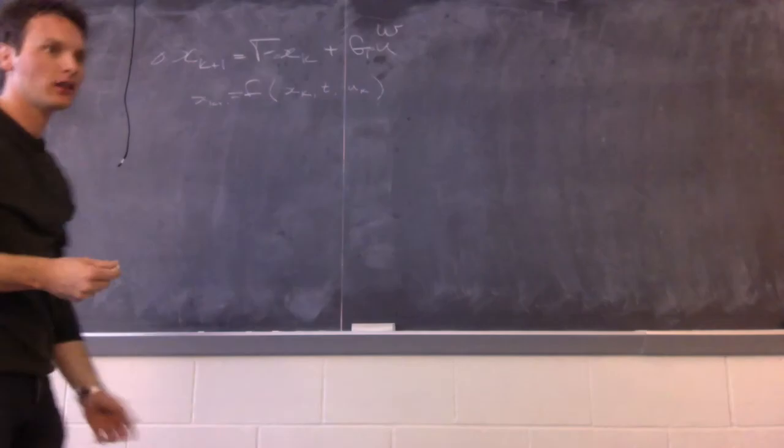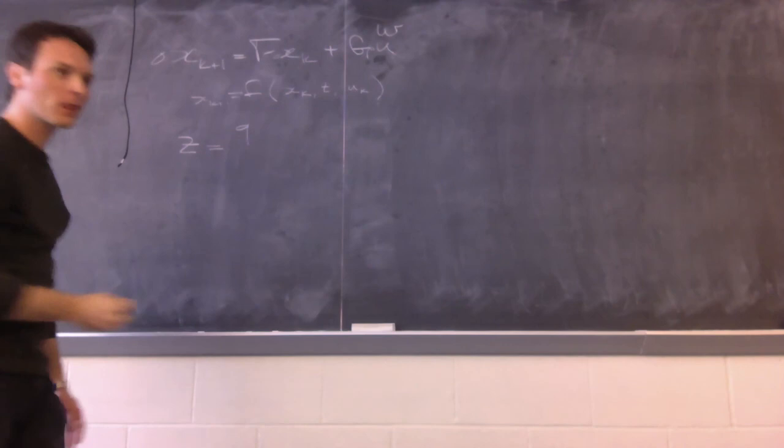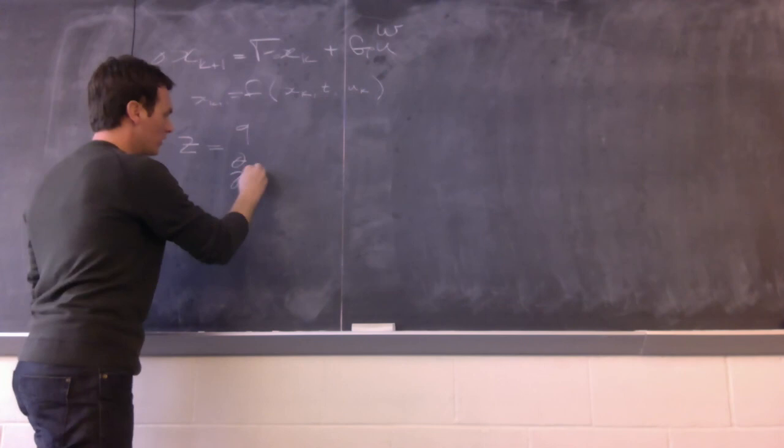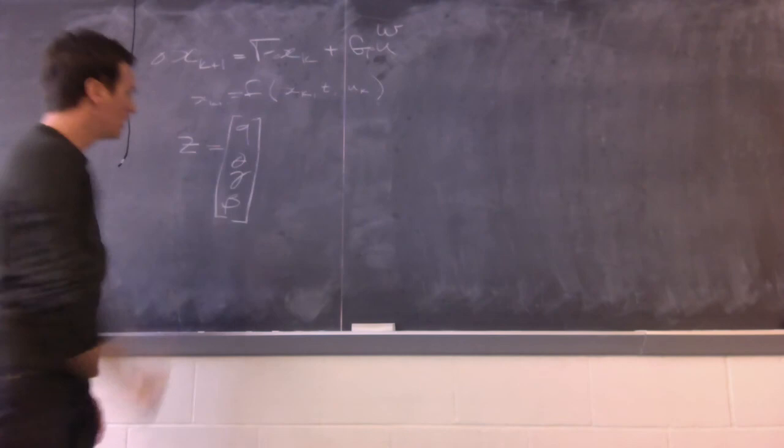And then a measurement vector for a system like this, Z, might consist of maybe you get a quaternion from a star tracker. You could get angles to the sun from a sun sensor. You could get magnetic field readings from a magnetometer. So maybe that is your measurement vector. So it gets really weird.